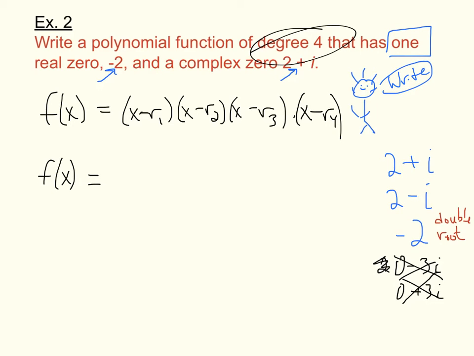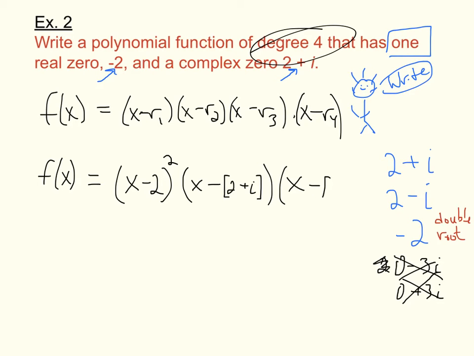First, we know -2 is a double root, so (x + 2) squared will take care of 2 of the roots. Writing the next part is a little bit tedious, but we have to do x minus the imaginary root. I will use brackets, 2 plus i, and x minus the other imaginary root. I will use brackets, 2 minus i.